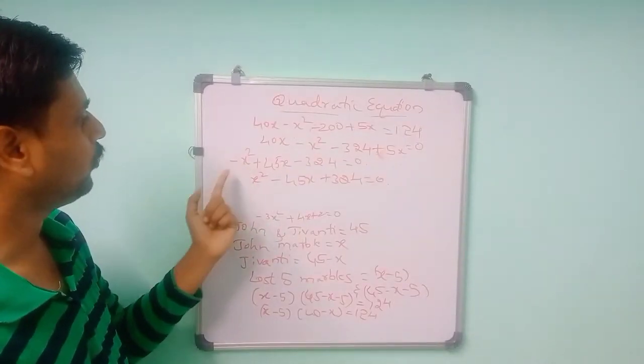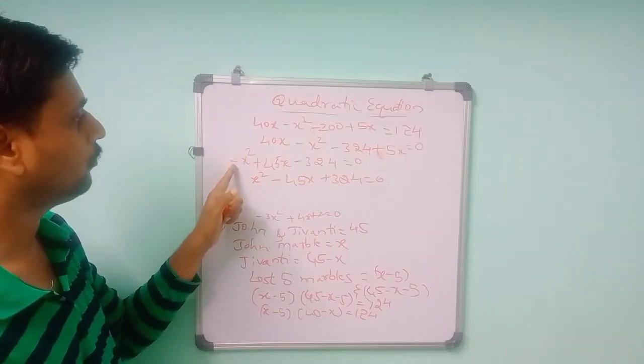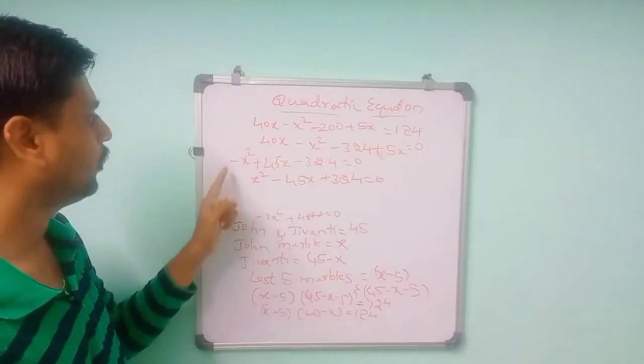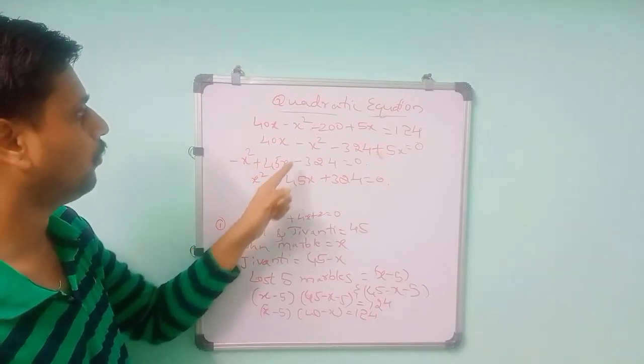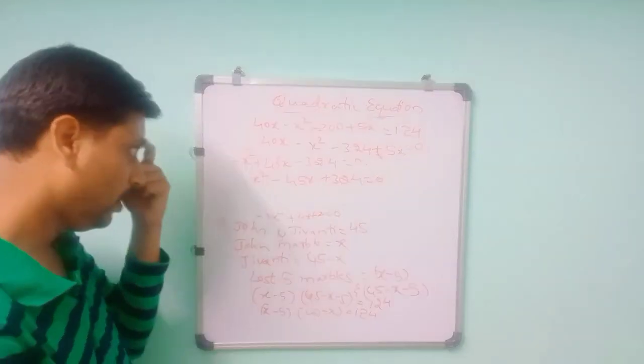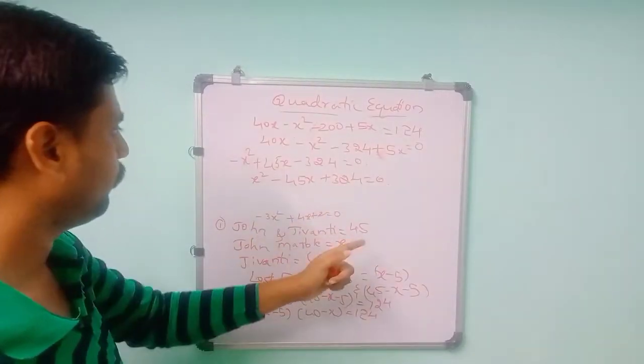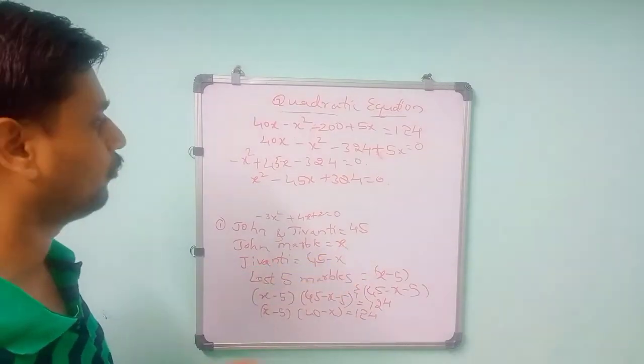Here, try to always keep the x square value positive. If it is negative, you multiply it by negative. Negative will become positive, positive will become negative, and negative will become positive. So x square minus 45x plus 324 is equal to 0 is the mathematical form of the quadratic equation which satisfies what John has given, the marbles, total 45.